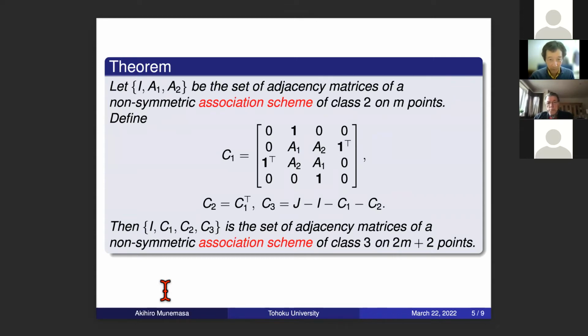So in our main theorem, the point is that if we impose some regularity condition on the binary relation, or some condition on A1, A2, that is how we can multiply A1 and A2, or also A1 square and A2 square, then we can actually compute the products of these matrices Ci, so that we can verify that the resulting set I, identity, C1, C2, C3 is the set of adjacency matrices of a non-symmetric association scheme of class 3 on 2n plus 2 points.